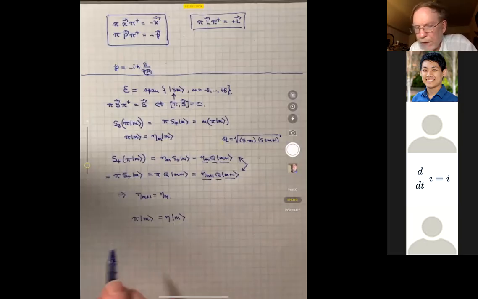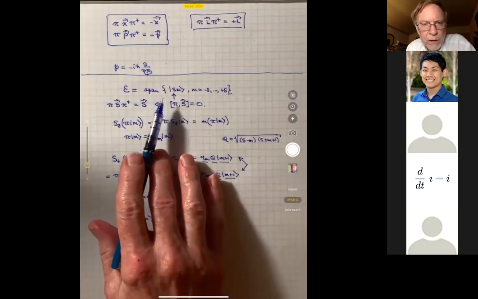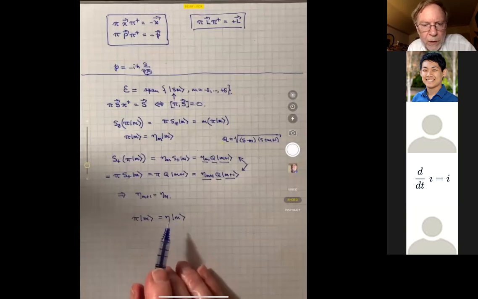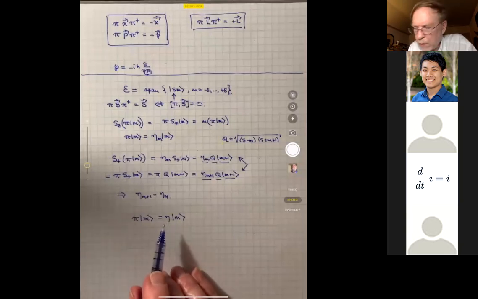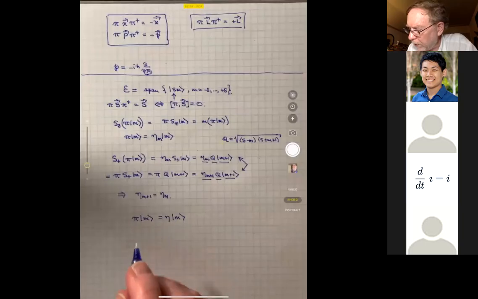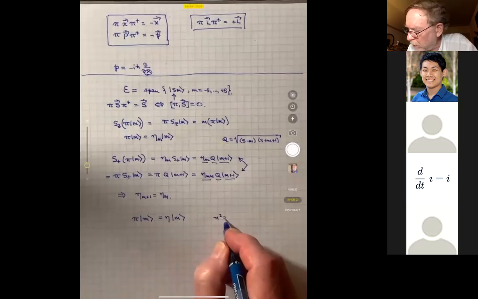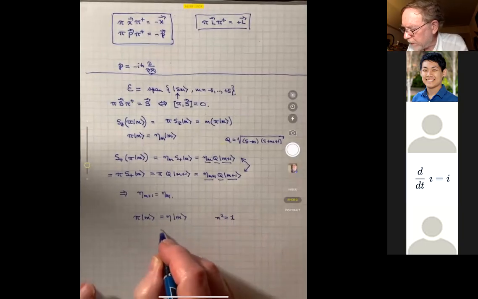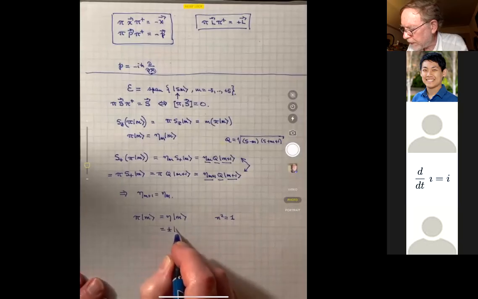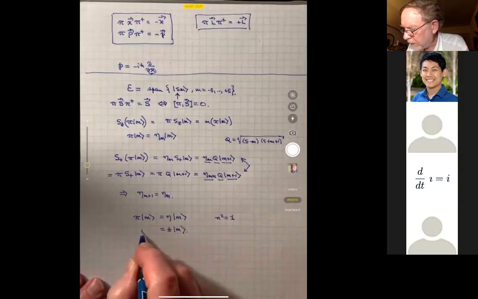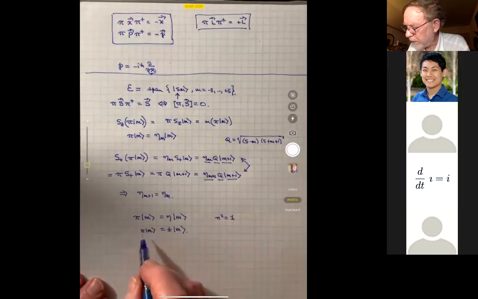Well, if eta doesn't depend on m, then it's basically just a constant on the Hilbert space of the system here. In fact, it's a characteristic of the particle, not of the state. One thing about eta we know is that because pi squared is equal to 1, it means that eta must be equal to plus or minus 1. So I can write it this way: pi acting on m is equal to plus or minus m.